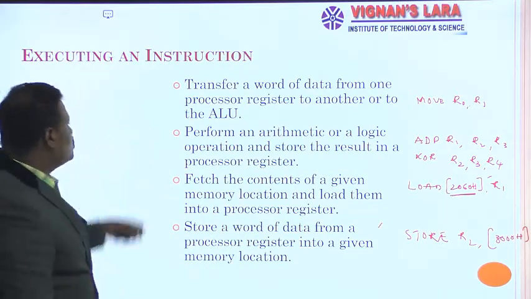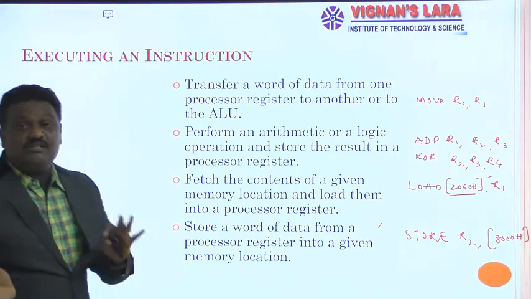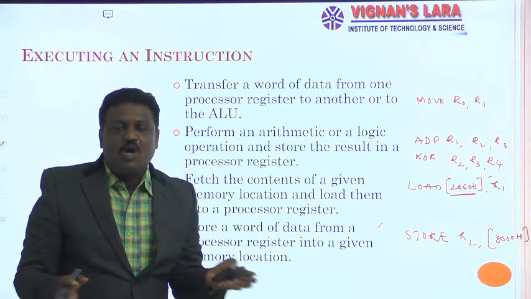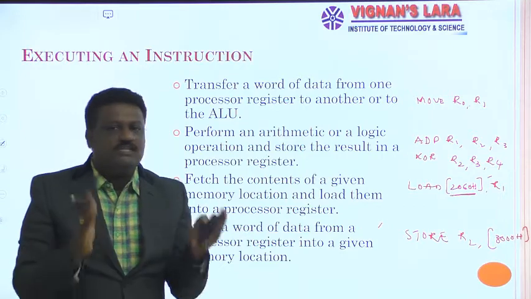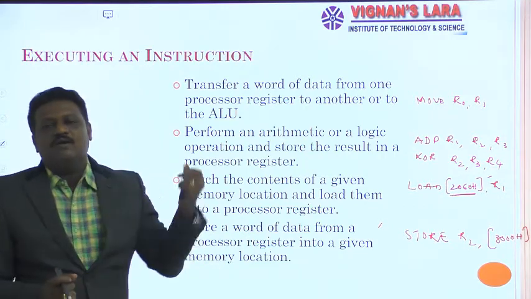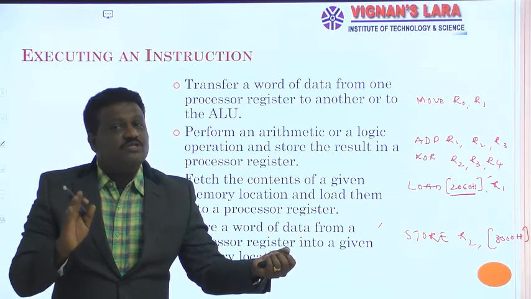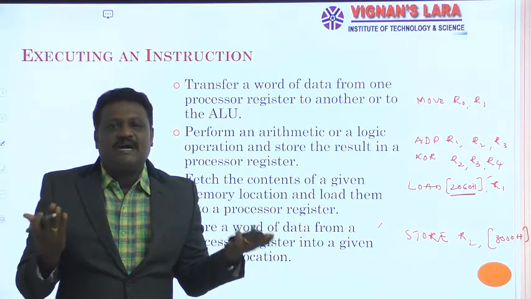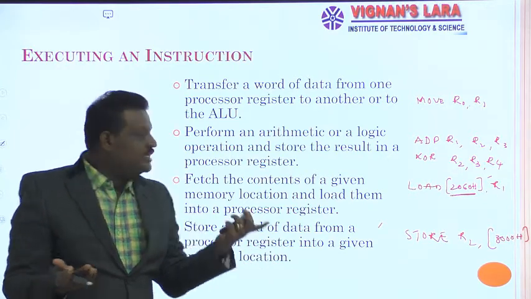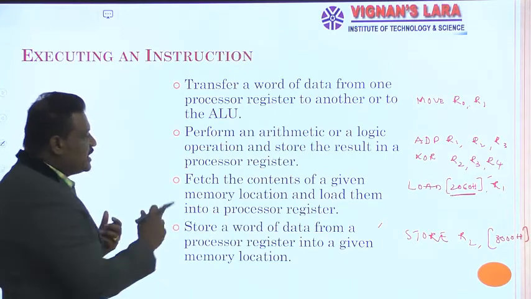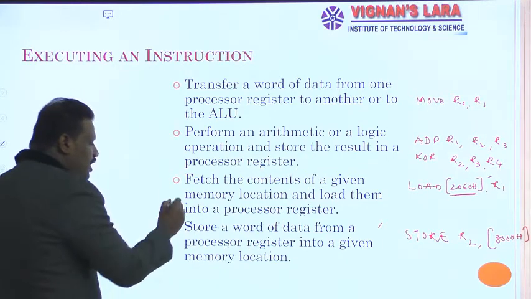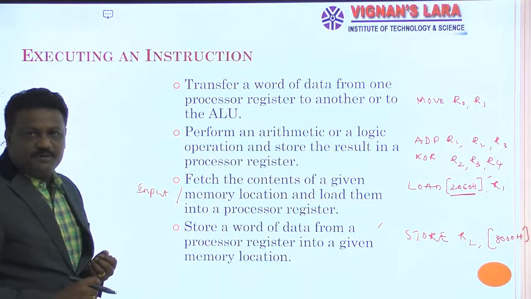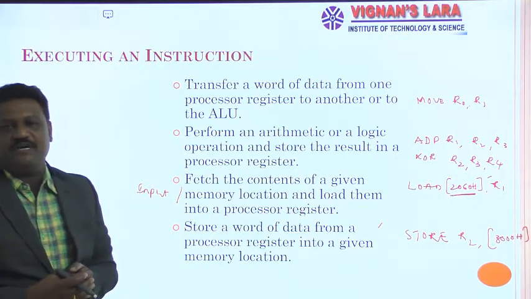Those internal operations belong to one of these four varieties. Either data is transferred between two registers of a CPU, or between a register and the ALU; or an arithmetic or logical operation is done between the inputs of the ALU; or the third is reading data from a memory location. Not only from a memory location, sometimes I can access data from an input device. So I can improvise my statement: I can fetch the contents of not only a given memory location, but also an input device.